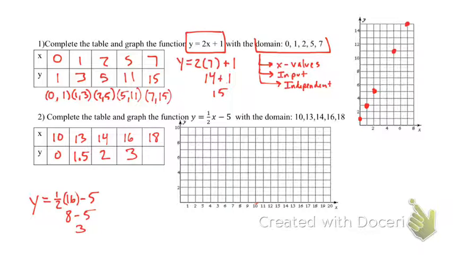And the last x value we have to plug in is 18. So let's do that. One half times 18 is 9. Bring down the negative 5. 9 minus 5 is positive 4.